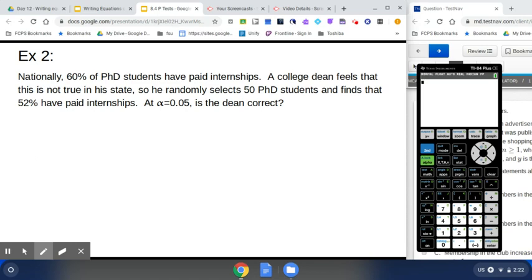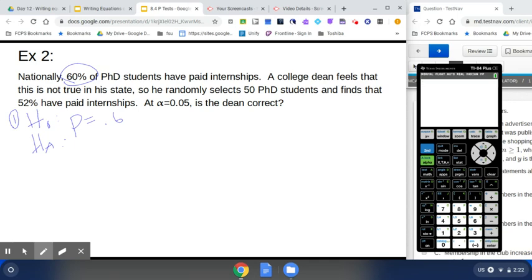Okay, so step number 1 are null and alternative hypotheses. We have to be careful which one is referring to the population and which one is referring to the sample. So it says nationally, 60% of PhD students have paid internships. So that's talking about the population. So P equals 0.6 or 60%.